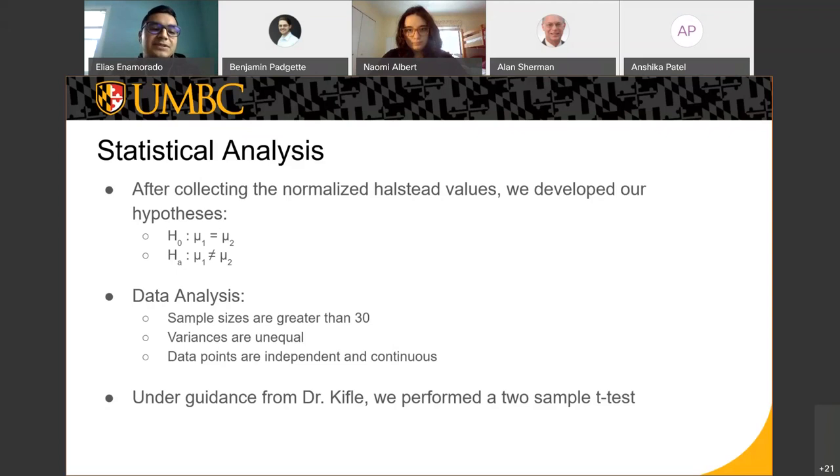to get a proper statistical test, we had to analyze what we have. We have sample sizes greater than 30. The variances are unequal, but thanks to our samples being independent, continuous, and a lot greater than 30, under Dr. Kiefer's guidance, we performed a two-sample t-test to perform this statistical hypothesis. I will leave it to Ben for the next slide to explain our results.